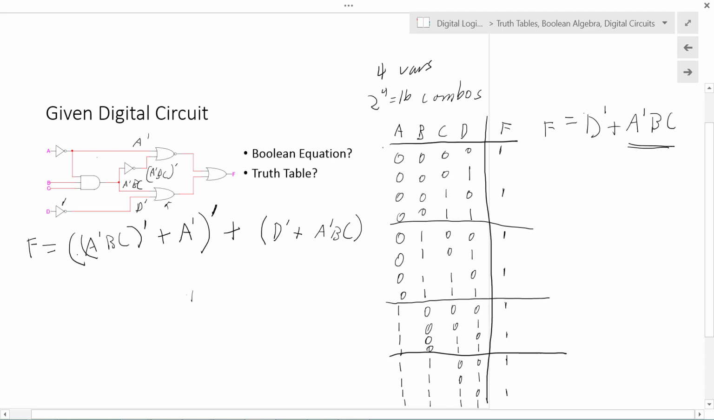So let's look for the place where A is equal to 0. So it's one of these 8 possible combinations. And where does B equal 1 and C equal 1? At this location here and this location here. So we'll place a 1 here, and we already have a 1 for the first entry. All other entries are not covered by either the D prime or the A prime and B and C term. So we are going to list zeros for the rest.